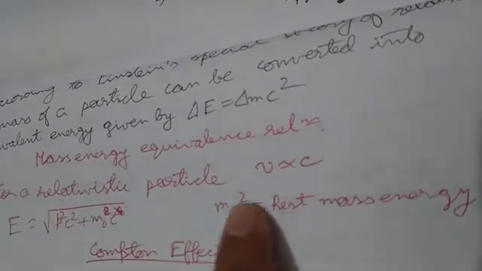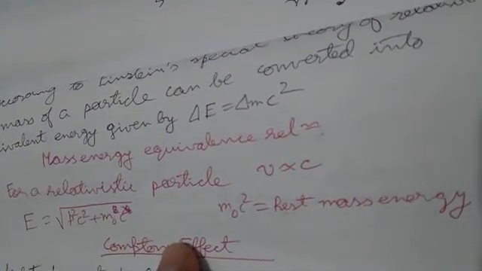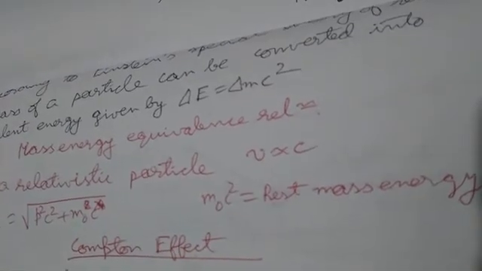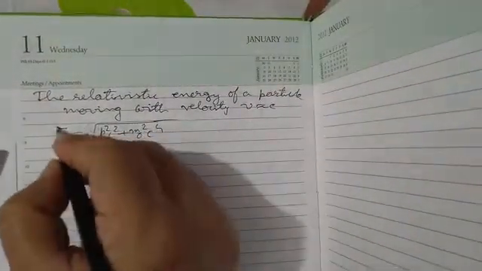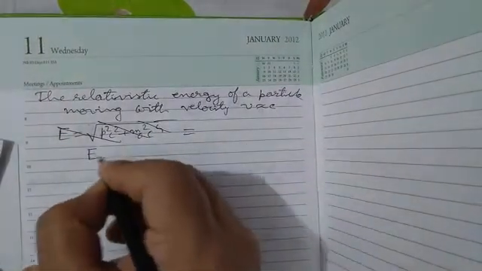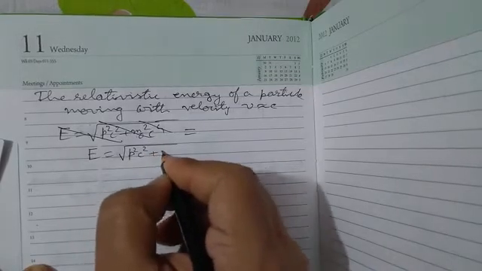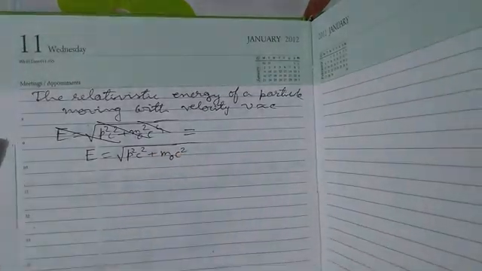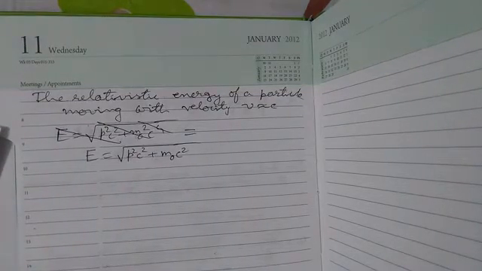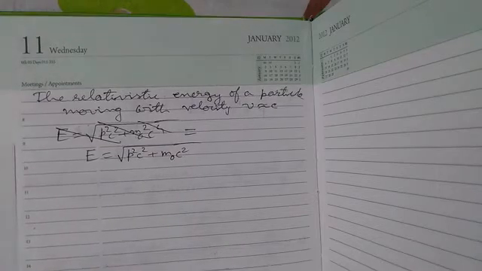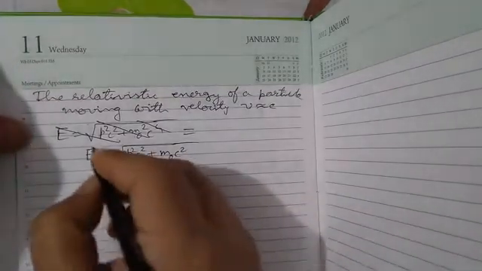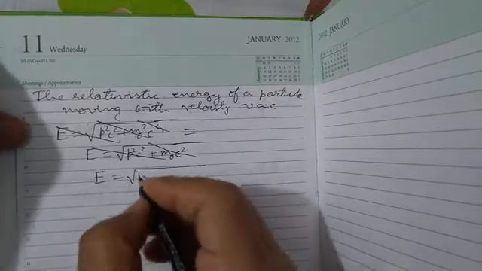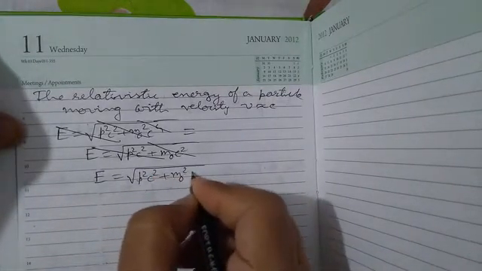Here, for a relativistic particle, v is almost equal to c. E is equal to square root of p square c square plus m naught square c to the power 4. Again I am doing some mistake, m naught c square, not m naught square c... Oh no, I was right only. E is equal to square root of p square c square plus m naught square c to the power 4.